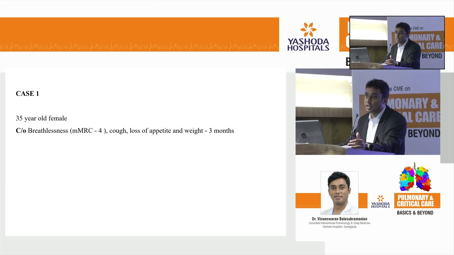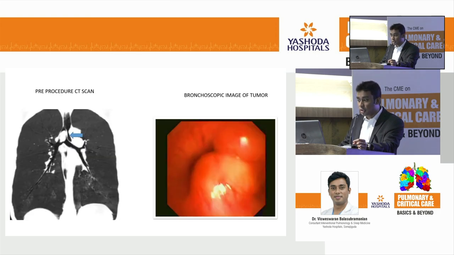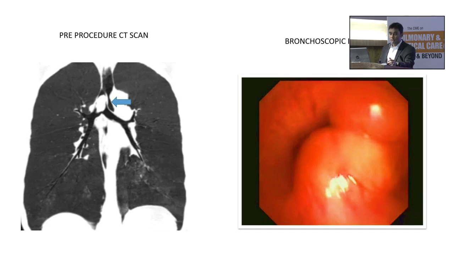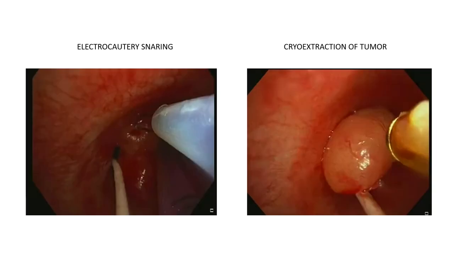Most central airway obstructions are treated as a case of refractory asthma or COPD. So this lady also presented to us with a central airway obstruction. She presented as refractory asthma, so when we did a CT scan, you can see there is a big tumor sitting at the lower end of the trachea and almost causing a near total occlusion. And when we did a bronchoscopy, you can see a bilobed tumor present there.